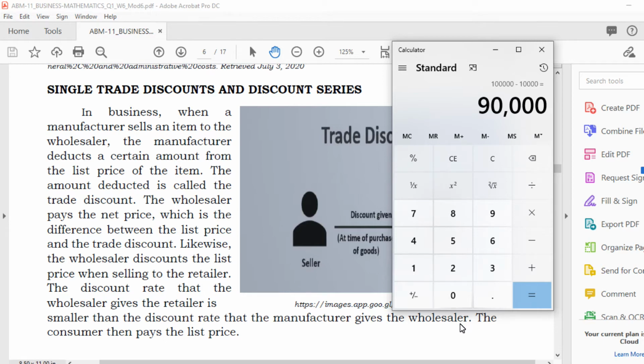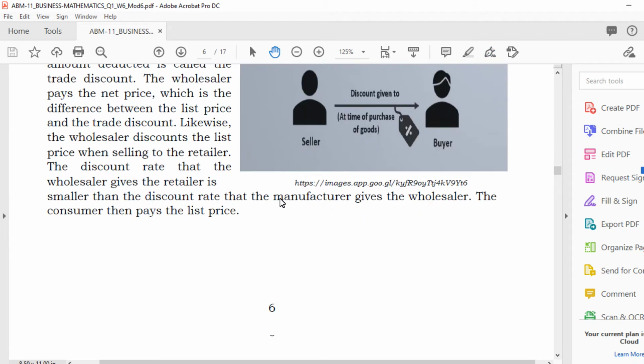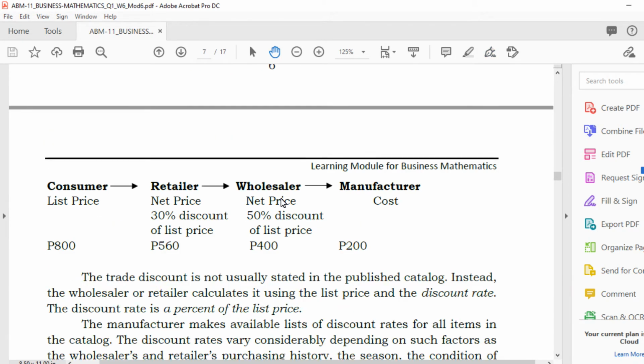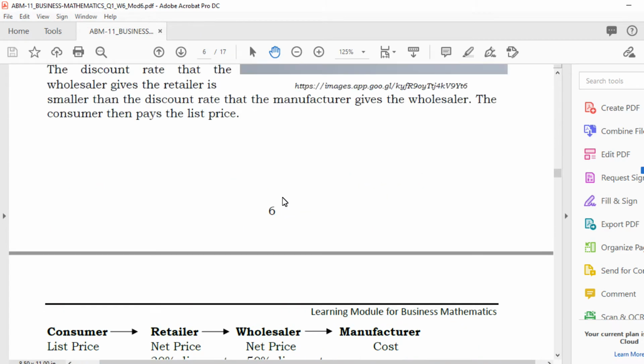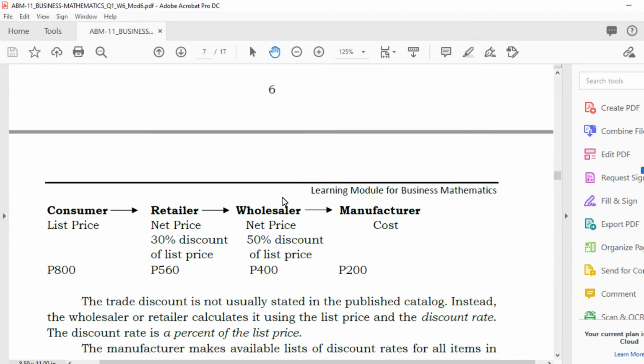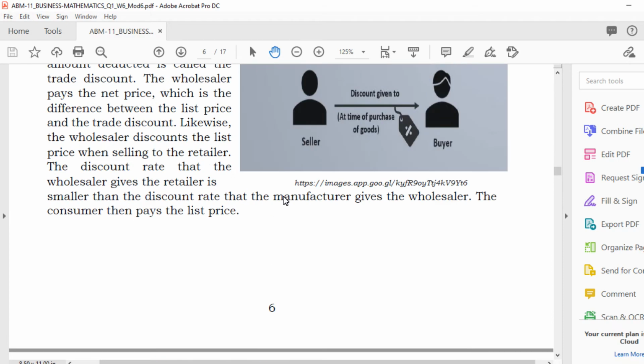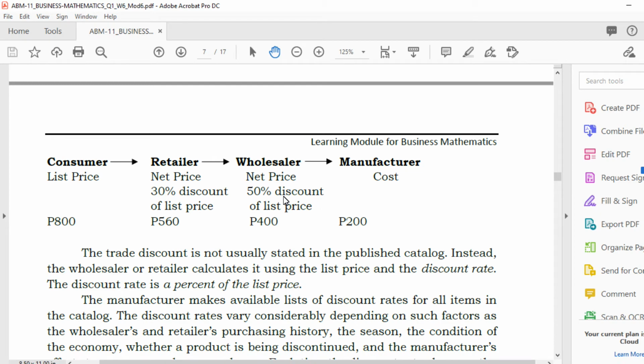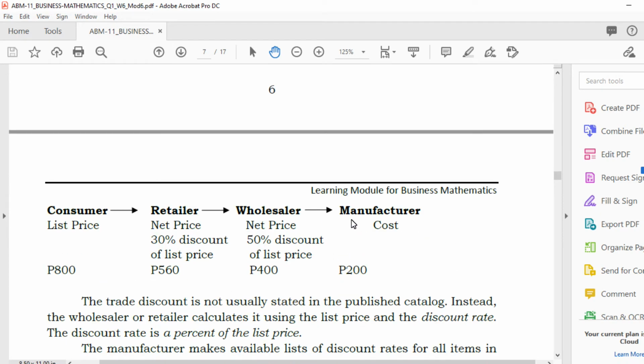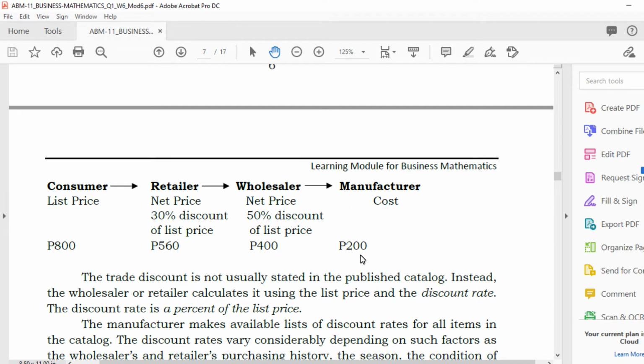But the discount series naman, magkaiba sa discount series. Ito yung computation ng discount series. Okay, sandali. Discuss muna natin bago tayo sa discount series. So, paano pa magkakaroon ng discount? Okay, tingnan natin ito. Tandaan nyo, ang isang bagay ay nagmumula sa manufacturer. So, ang cost niya is 200.